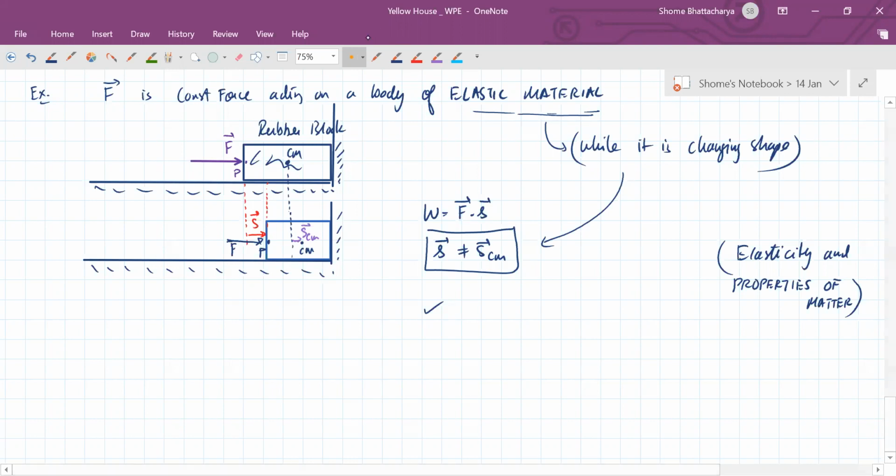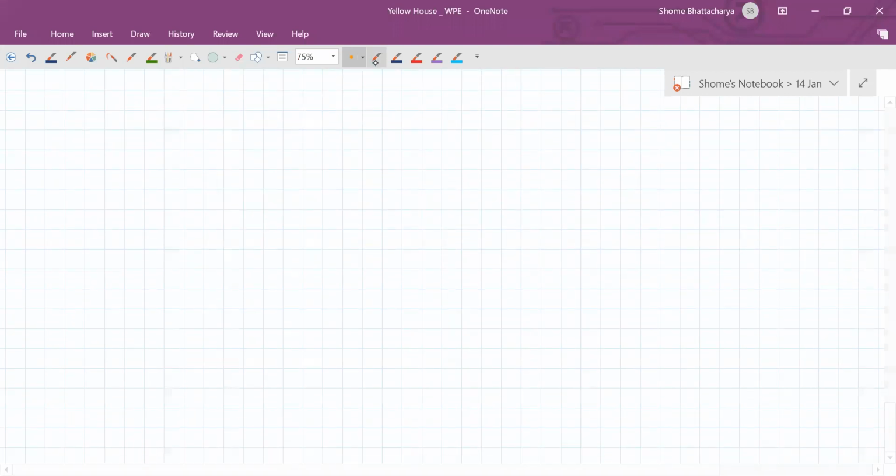Okay, so hope these examples are clear. And through this, in terms of definition, you are clear that when we are talking about work done by a constant force, always, whether it is an elastic body undergoing a shape change, or a rigid body in rotational motion, or the simple case of a rigid body in translation, like the first case we had seen, the general definition of the quantity S is the displacement of the point of application.